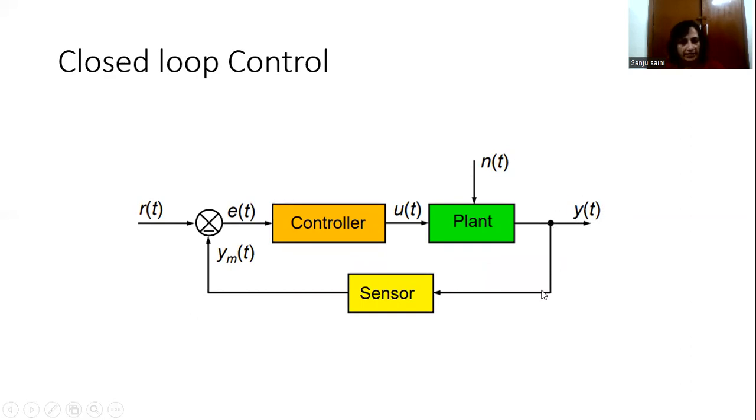But this output is sensed by the sensor and fed back to the comparator, as shown here. r(t) is the reference input or the desired output. From the sensor, the actual output is fed back. Then we have the error acting on the controller, and the controller produces the actuating input to the plant to make the actual output y(t) equal to the desired output r(t). Here r(t) is also called the reference input.